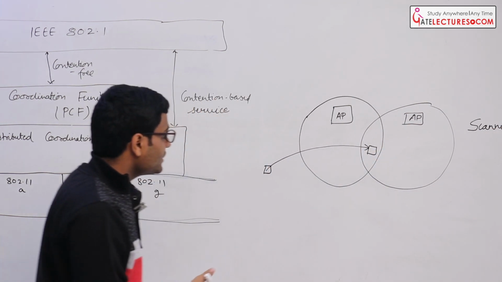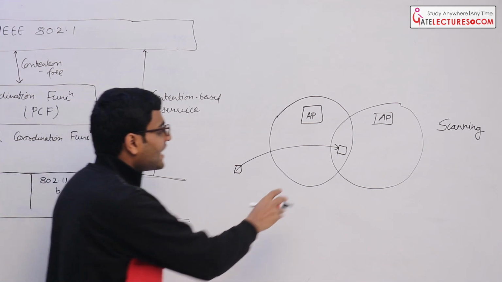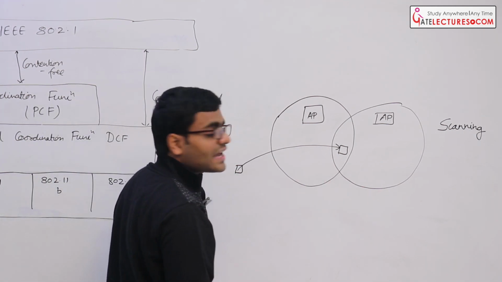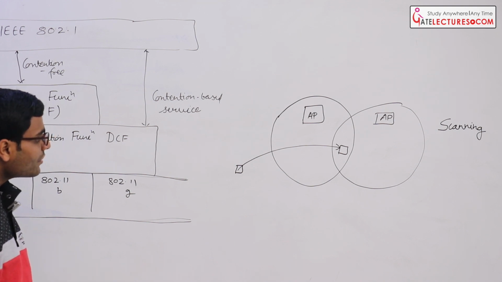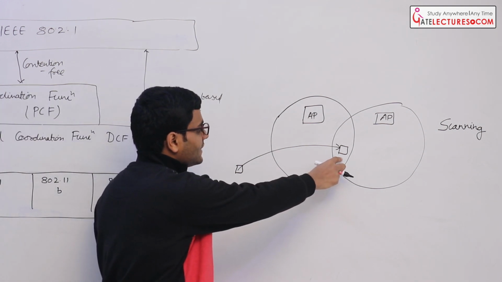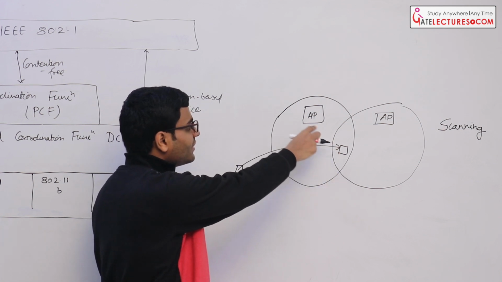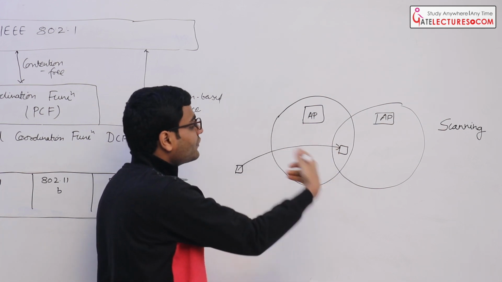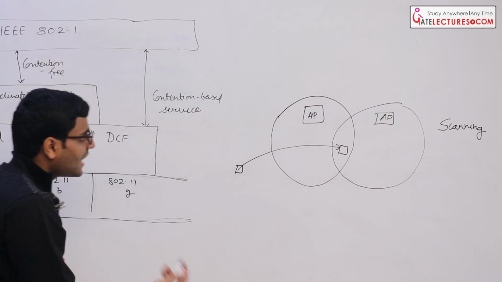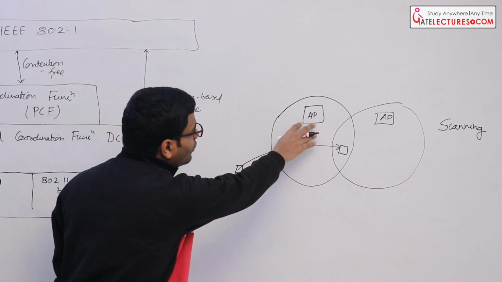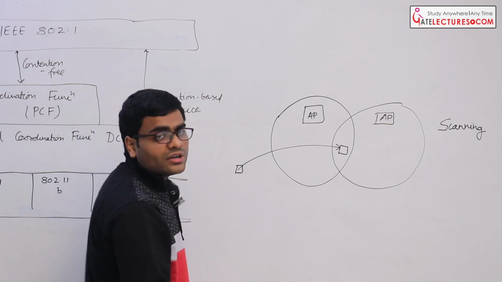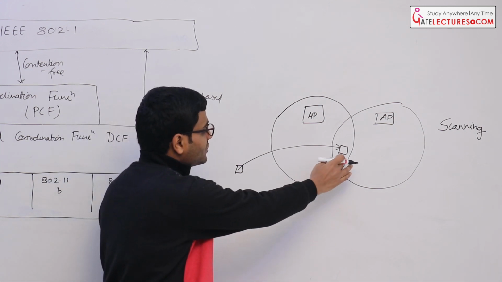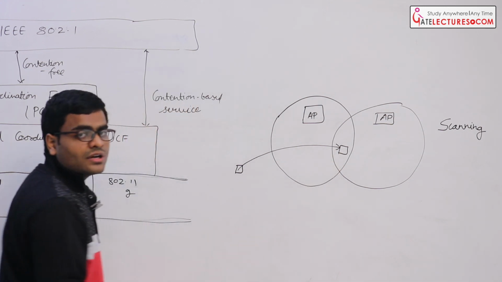So whenever a station enters a network, it has to do scanning to associate itself with one of the access points. Or suppose this station is initially associated with this access point, and after some time it becomes unhappy with this access point. Then also it can associate itself with the other access point. So this process is called scanning, by which a station associates itself to one of the access points.